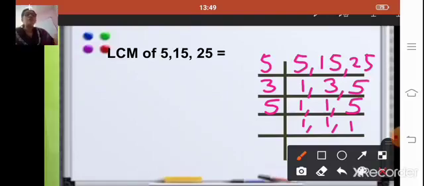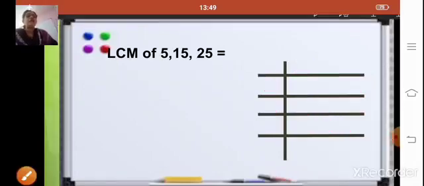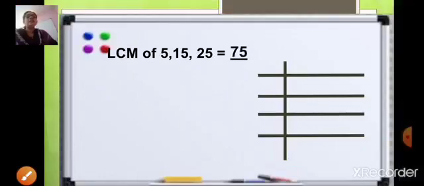Now what will you do? You'll multiply the prime factors, that is 5 into 3 into 5. So 5 threes is 15 and 15 into 5 is 75. So your LCM of 5, 15 and 25 is 75.